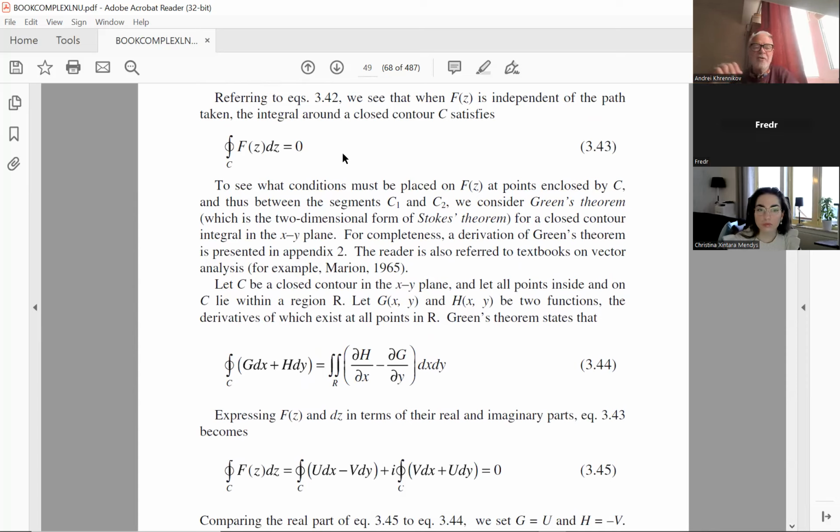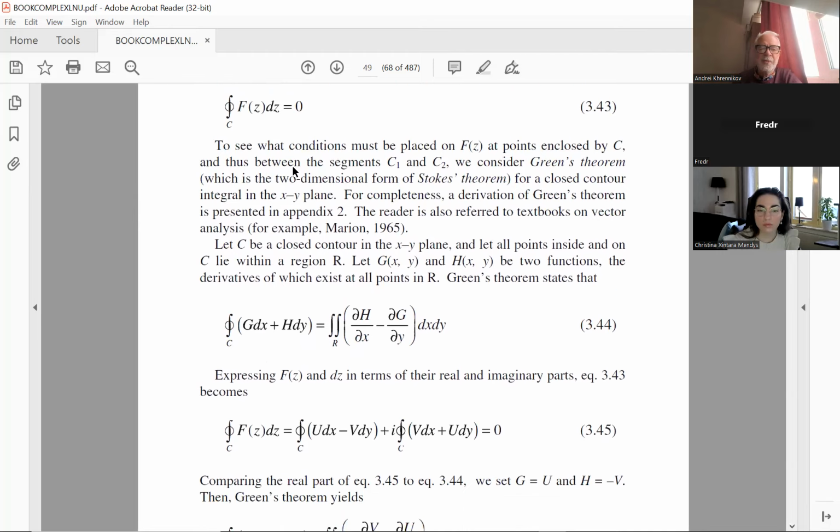Cauchy-Riemann theorem, we can call this. For an analytic function, the integral over a closed curve is always 0. If the function is analytic everywhere, and there is no singular point, then the integral over the closed curve is 0.